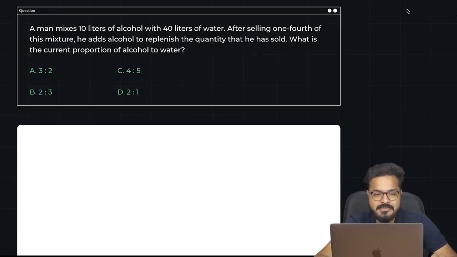Okay, here's the next question, which says, a man mixes 10 liters of alcohol with 40 liters of water. After selling 1/4 of this mixture, he adds alcohol to replenish the quantity that he has sold. What is the current proportion of alcohol to water? Pause the video, guys, and start solving this on your own.